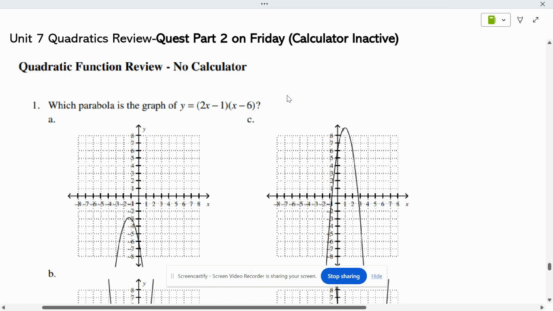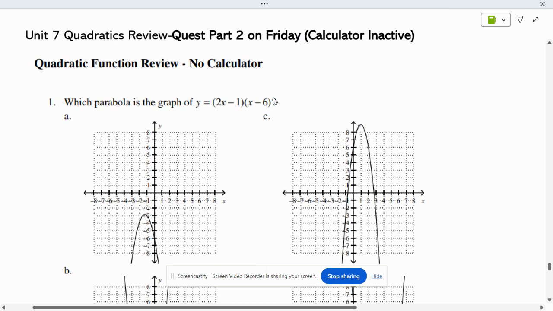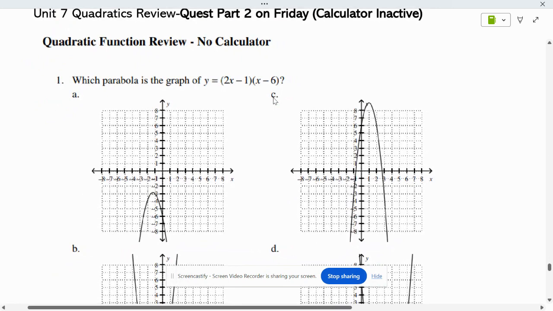But these are things that you should definitely be able to do without a calculator. Number 1, which parabola is graphed if the function that we're talking about is y equals 2x minus 1 times the quantity x minus 6? How do you think we could figure that out? Can you look at that equation and tell if the graph should open up or open down?